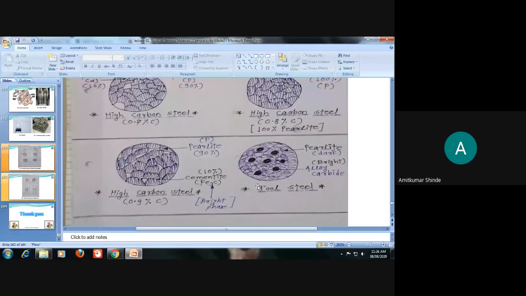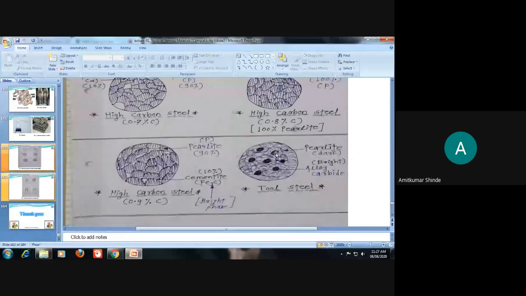In this tool steel, pearlite will be there. That will be a dark phase, and some bright spots will appear there, and that will be their respective carbide. It may be for any type of the tool steel. Pearlite phase will be there. In that pearlite, dark phase will be there as a pearlite, and in that some bright spots will be there, and those bright spots will be of carbide.